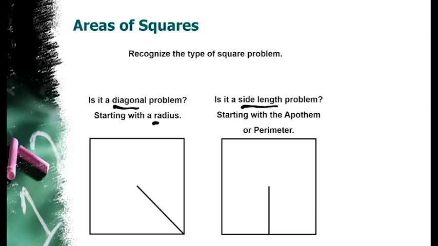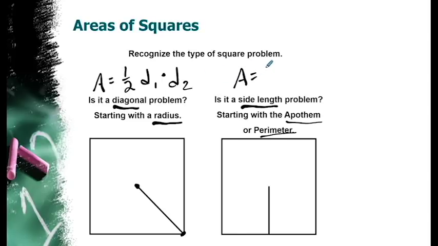If we're starting with a radius of a square, like I have drawn here on the left, we are going to be using the diagonal formula. Our diagonal formula, just to remind you, is 1/2 diagonal 1 times diagonal 2. If we are given either an apothem or a perimeter, we are going to use our side lengths. Our side length formula for a square is simply the area equals the base times the height.